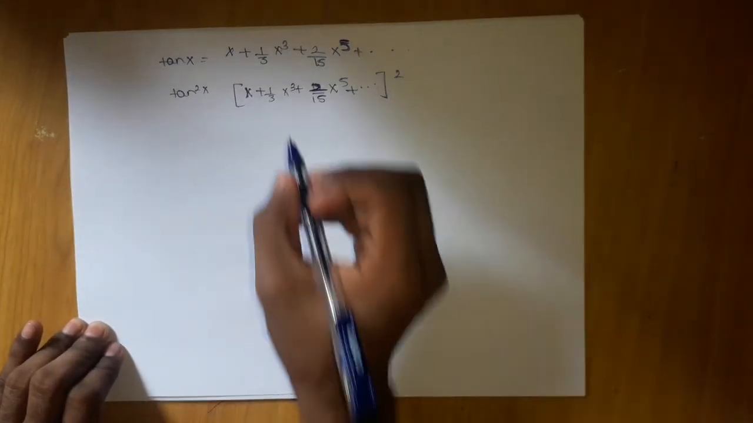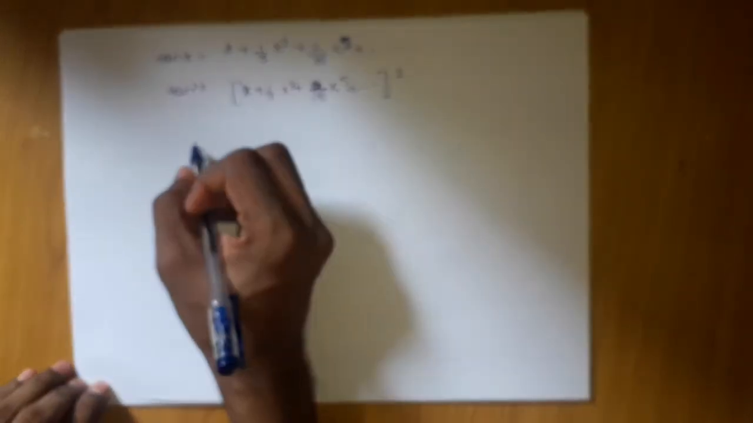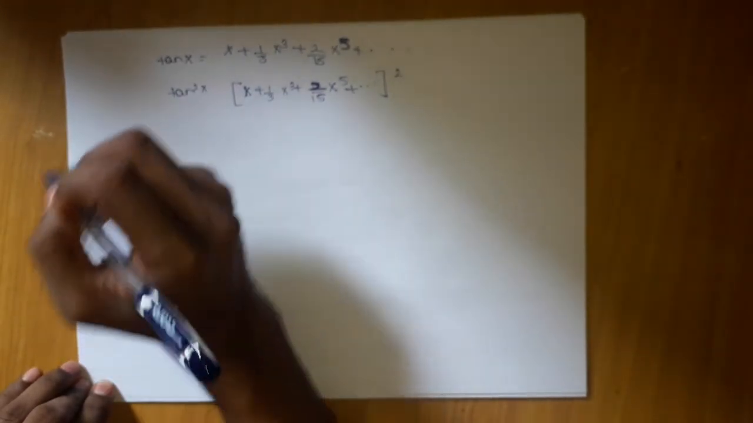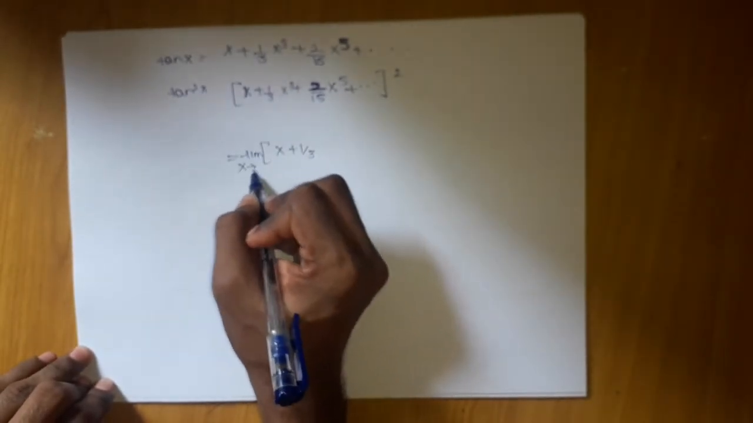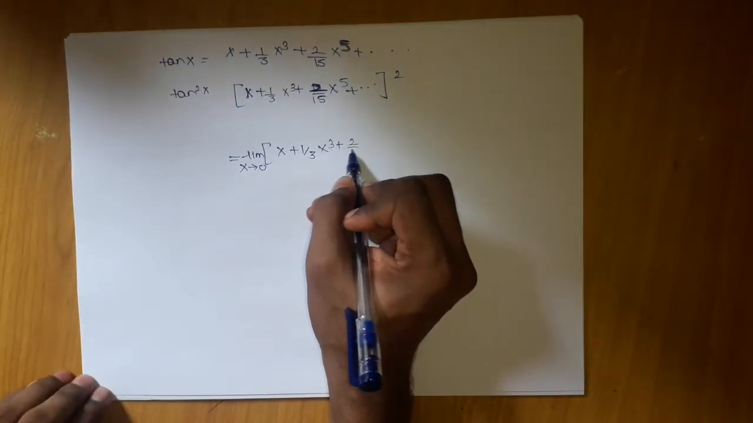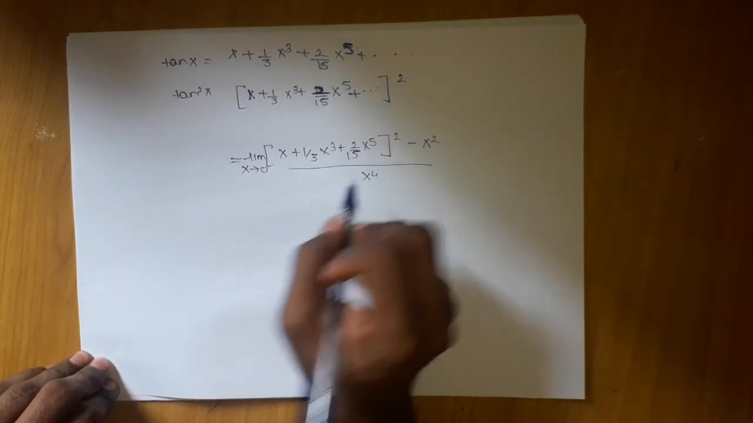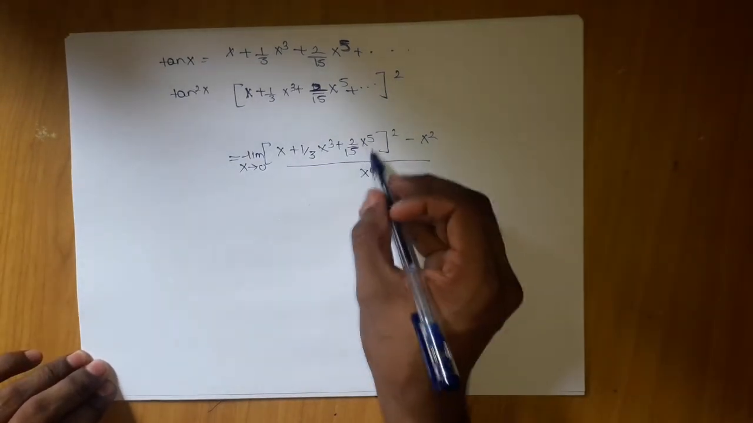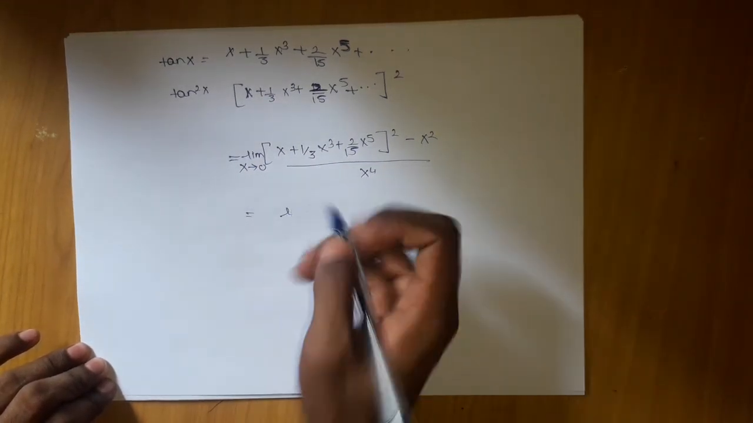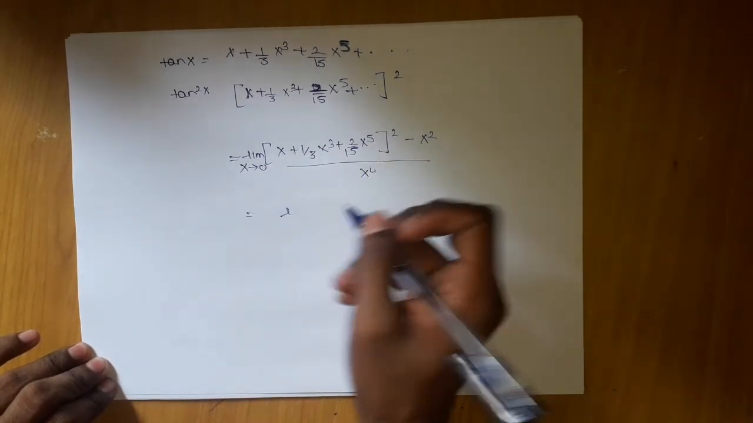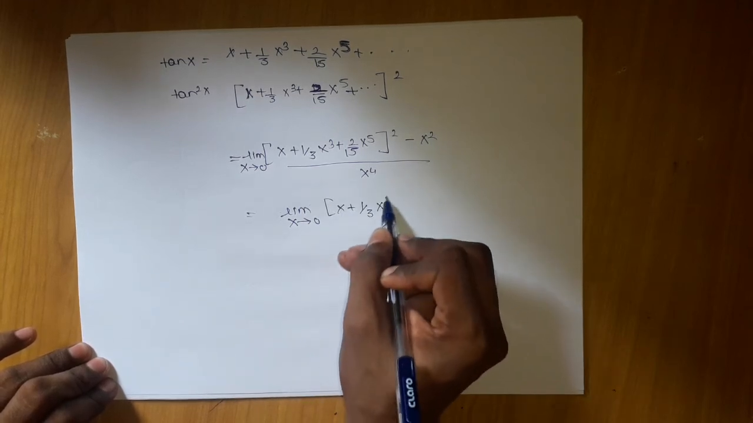Now I will consider the terms in this way. When I substitute this value in the expression, limit x tends to 0, x plus 1 by 3 x cube plus 2 by 15 x raised to 5, the whole square, minus x square, upon x raised to 4, I will expand only up to x raised to 4. I will not consider x raised to 5, and I will consider the terms which are less than or equal to 4 in this expansion. The x raised to 5 term is greater than 4, so I will not consider it. You will study this in expansion of functions in very much detail, so don't worry.